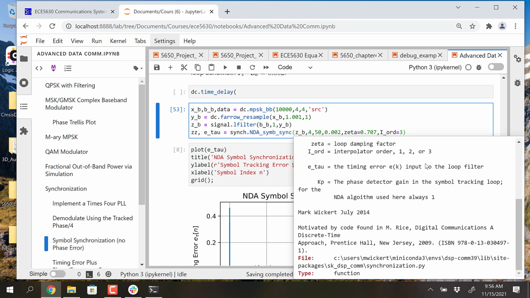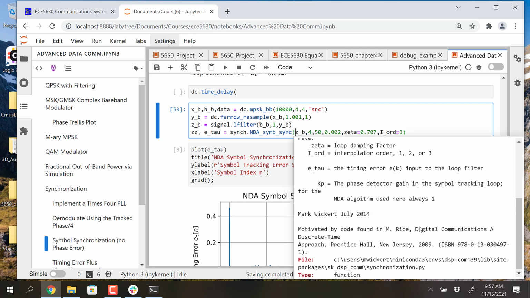This came from a paper motivated by the Rice book, and also another paper. I guess I don't have that one referenced in here. It was motivated by the Rice book, but he had it in M code. I put it in Python, and also the way of getting the timing error detector is something that I did that he did not have in his book. I don't know why.